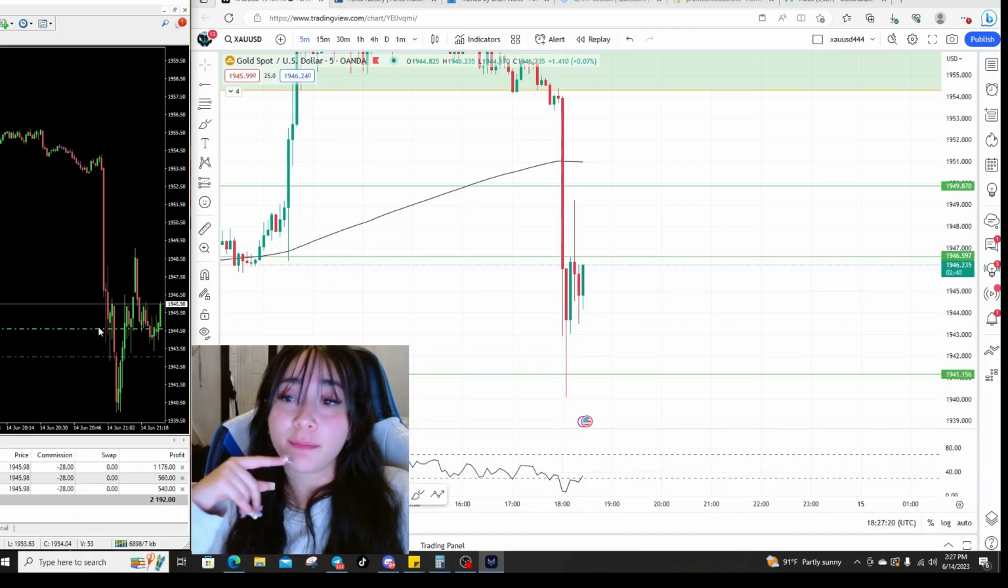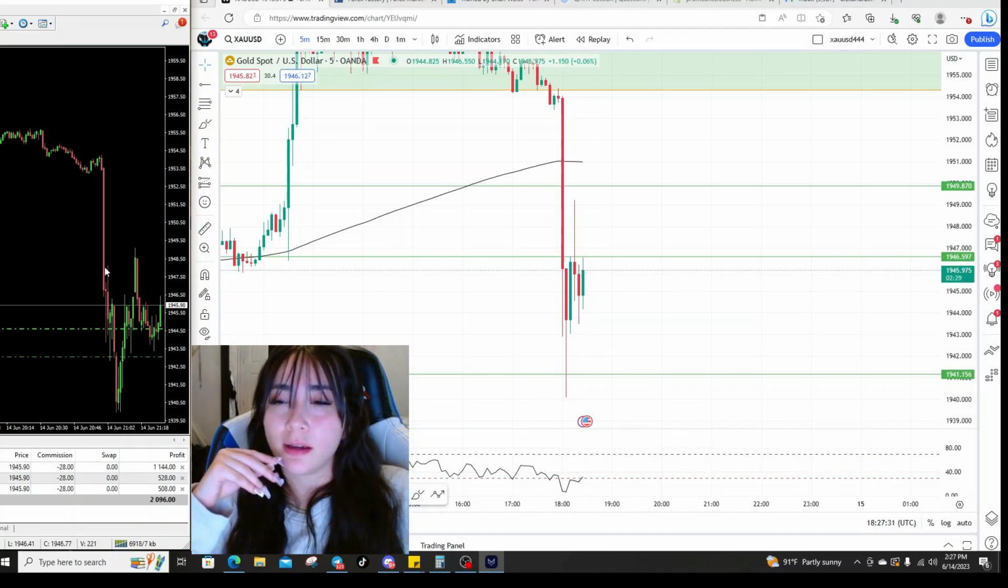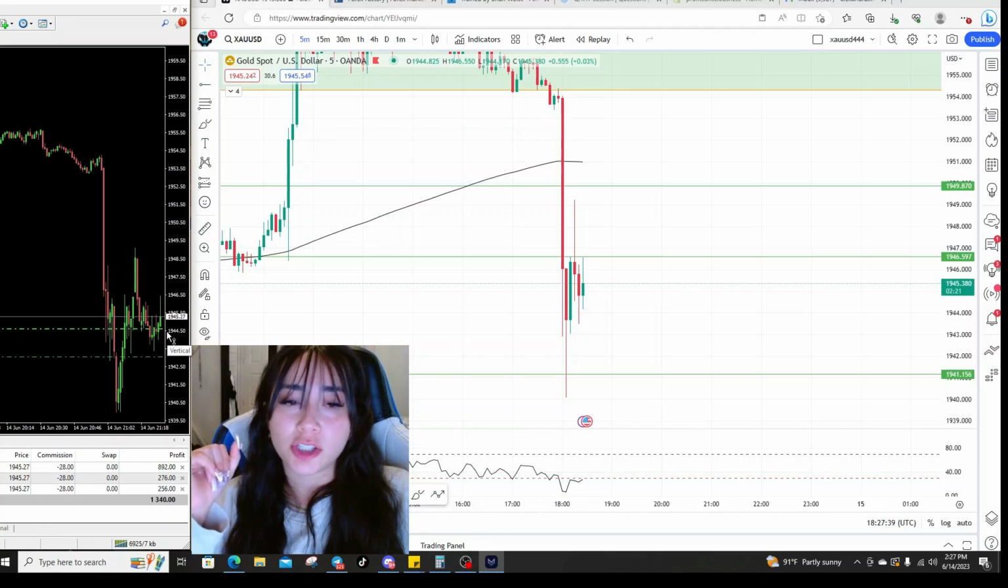Alrighty, so we're getting that push again, as we can see. 3 entries in again. Beautiful. Looks like we're gonna come and test at least the beginning of 1948, hopefully, if we can break through this 1946. Little rejection right here. Let's see.